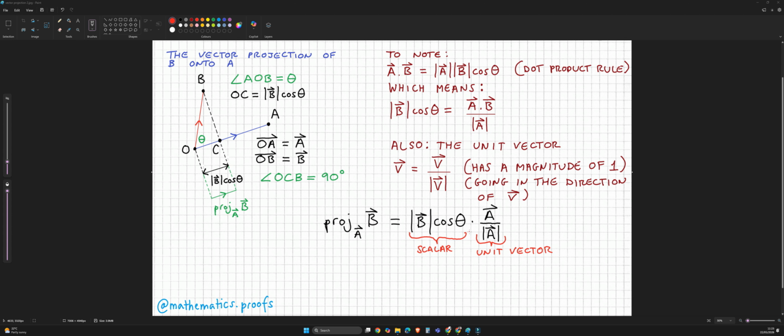times cos theta. Now remember that the magnitude of B times cos theta is equal to the dot product of the vectors A and B over the magnitude of A. So in this equation, we replace this with the dot product of the vectors A and B over the magnitude of A. This is still a scalar, and we multiply it by the unit vector, which is going in the direction of A. Okay? And from here, we can simplify further.